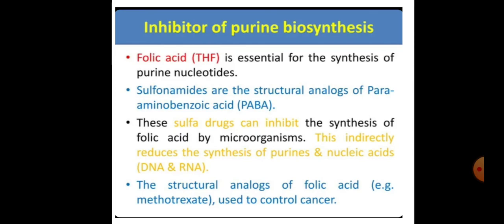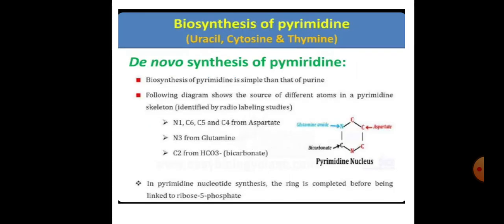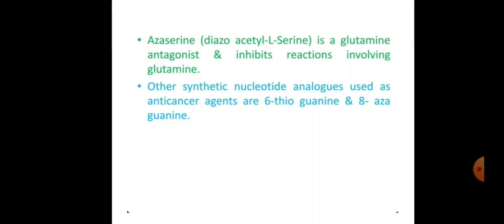The structural analogue of folic acid is methotrexate, used to control cancer. Then another is azathioprine, the glutamine antagonist, which inhibits reactions involving glutamine. Other synthetic nucleotide analogues used as anti-cancer agents are 6-thioguanine and 8-azaguanine. So this is about the two pathways, de novo pathway and salvage pathway, regarding the synthesis of purine.